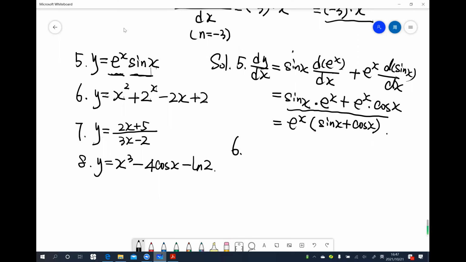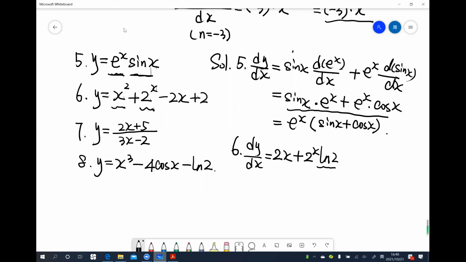And number 6. Number 6. Here I want to calculate dy by dx. So don't forget to calculate it part by part. So the first part, I think that is easy, 2x, and plus the second part here, that is 2 power x. So here that equals to 2 power x times ln 2. Here we have the formula. Here you have to write ln 2, not log 2.